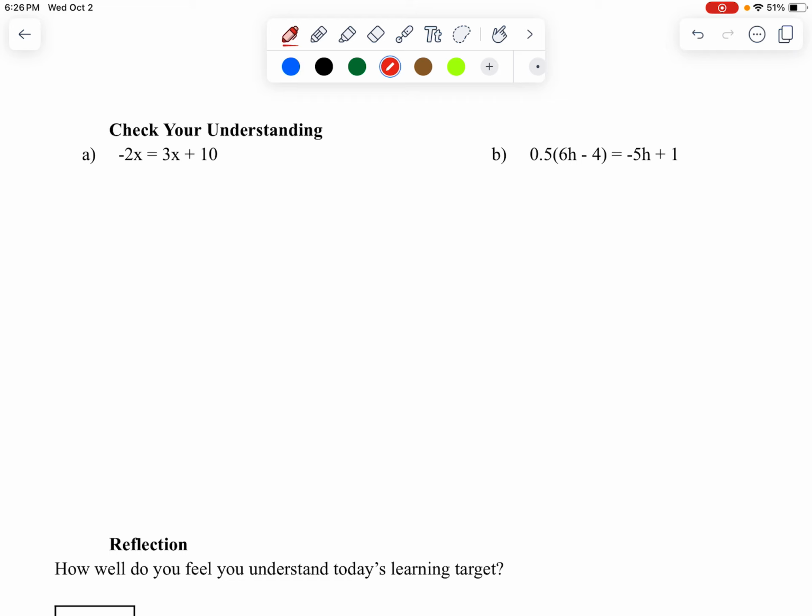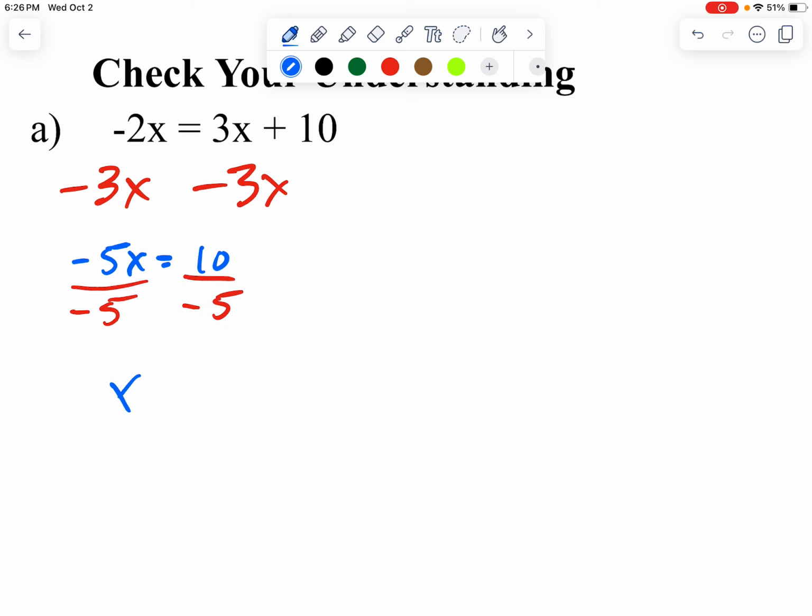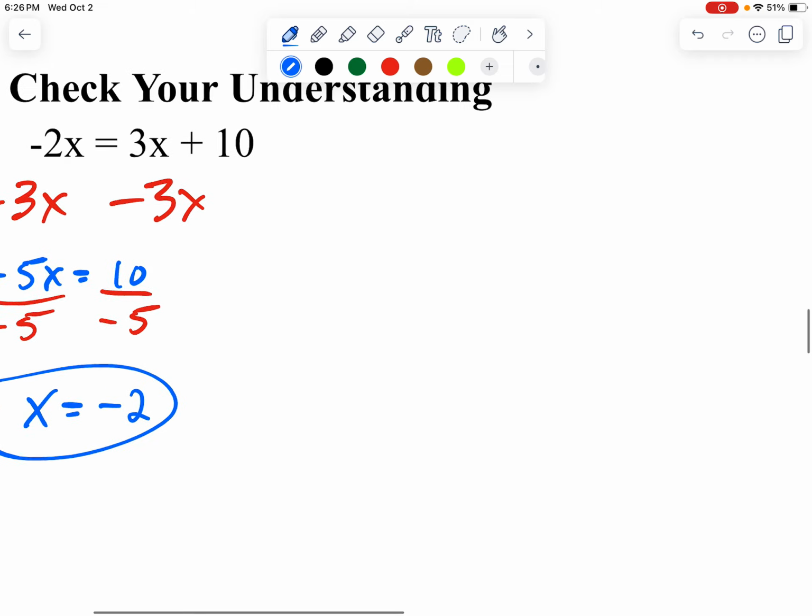So in this first one down here, we want to get all our x values to one side. So I'm going to subtract 3x, because my only number values are on the right side. So this gives me negative 5x equals 10. Down to a one-step equation here, divide by negative 5. And you get x equals negative 2. Single solution.